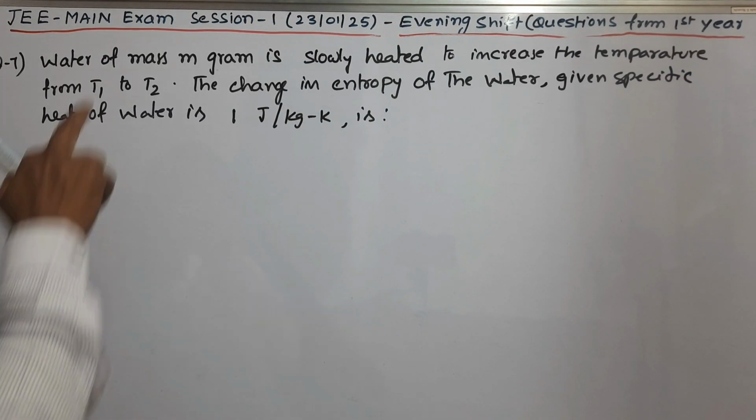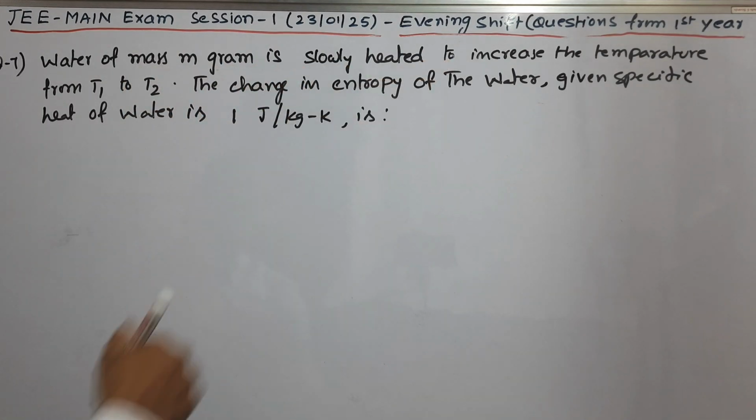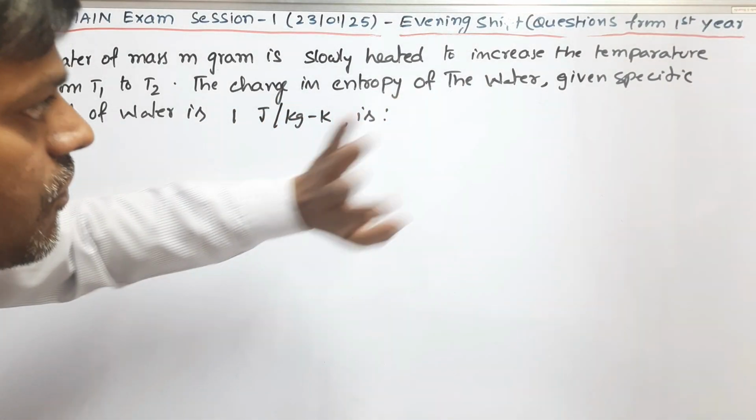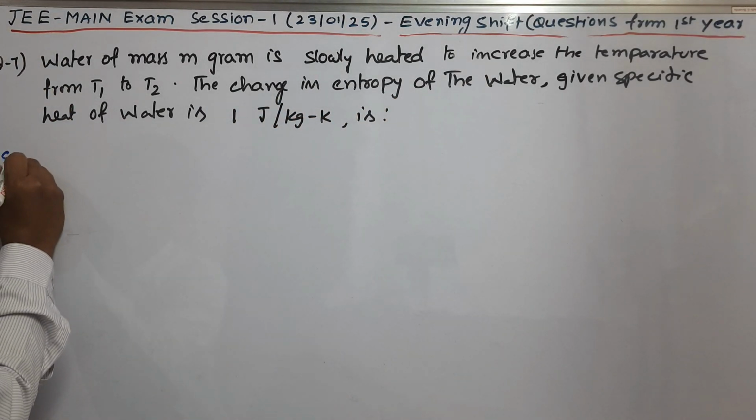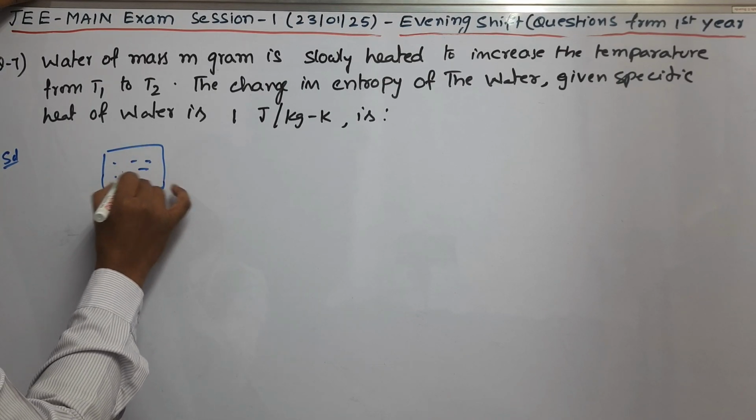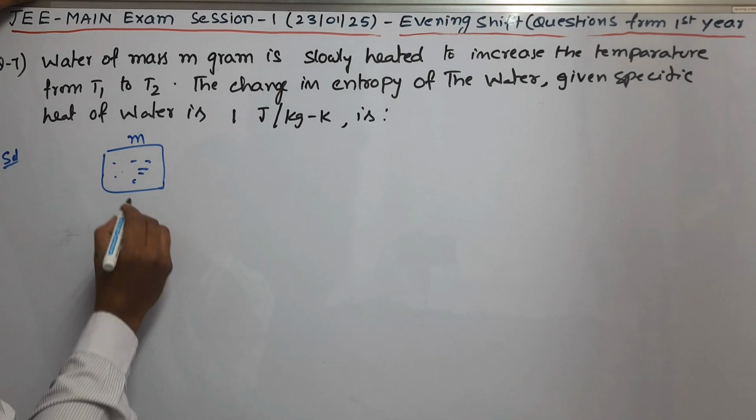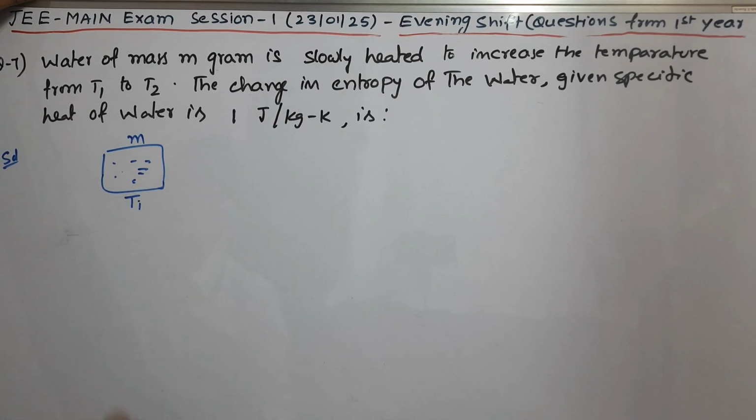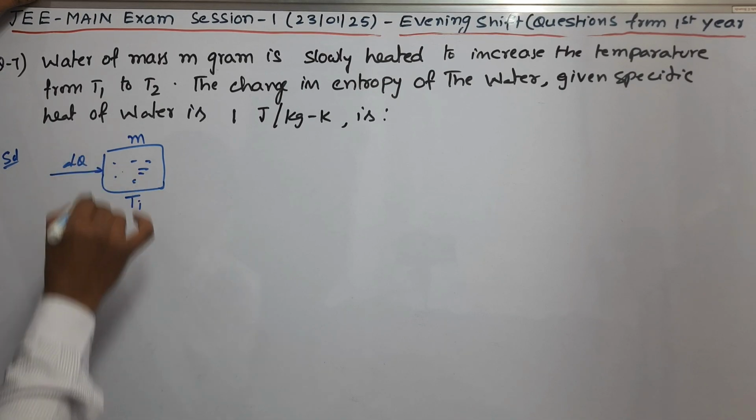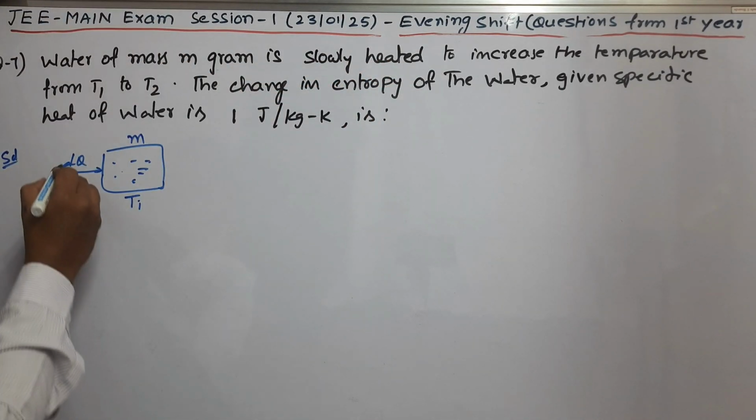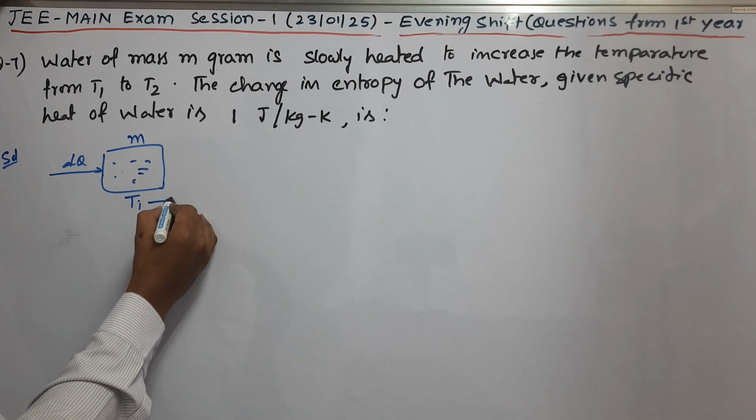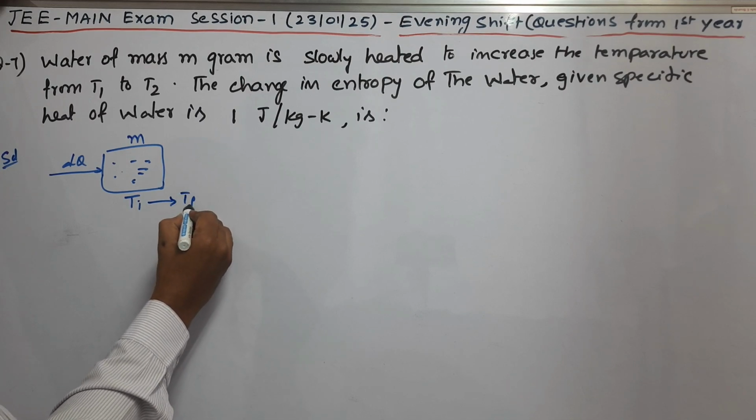The seventh question: water of mass m gram is slowly heated to increase the temperature from T1 to T2. Find the change in entropy of water. Suppose in this enclosure a mass of water is there. Its mass is equal to M, initially at a temperature, say, Ti. Now it is slowly heated, that is given. Slowly heated means some amount of heat is supplied to it, which causes the temperature of this water to change from Ti initial to T final.